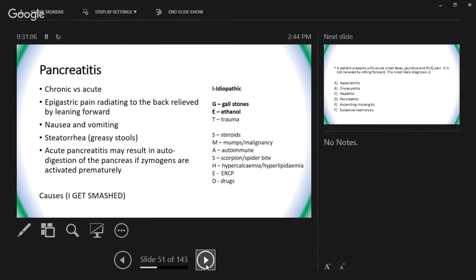Pancreatitis. Don't worry too much about this. I was trying to point out a few things. So, epigastric pain, because of the inflamed gland, radiating to the back, relieved by leaning forward. So, the reason it radiates to the back, anyone know? Yeah, good. Retroperitoneal. There are some other things that are retroperitoneal, like your kidneys, so you get renal pain radiating to the back.